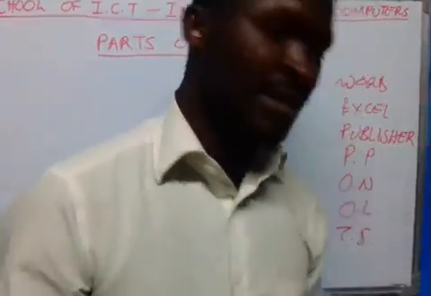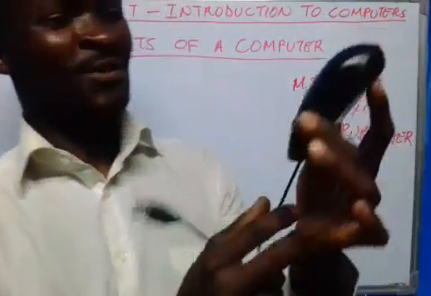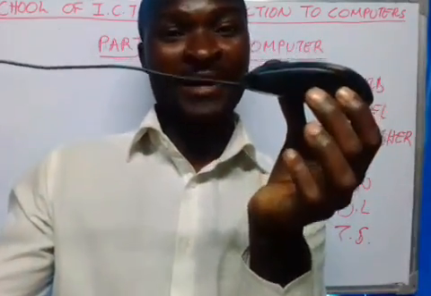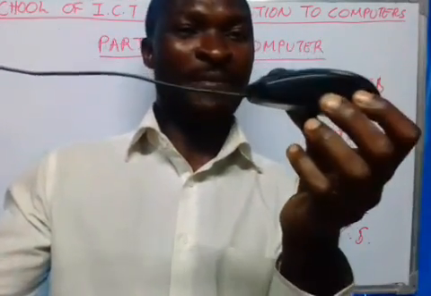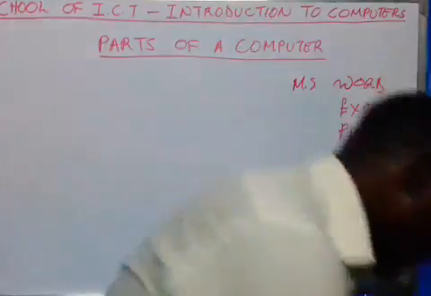Now, the difference is, this is a mouse. Why do we call this a mouse? Because it looks like the mouse in a house, and this is like a tail, okay? So this, we call it a mouse. Fine. So this is a mouse, okay?